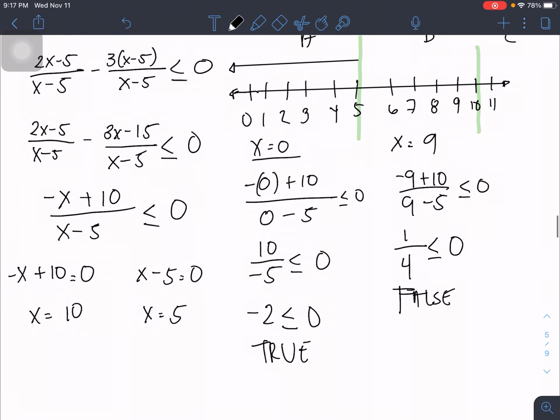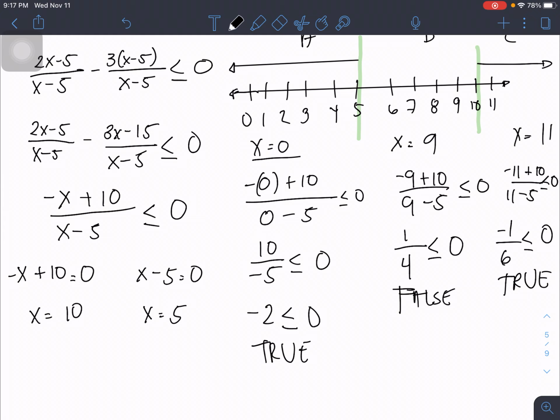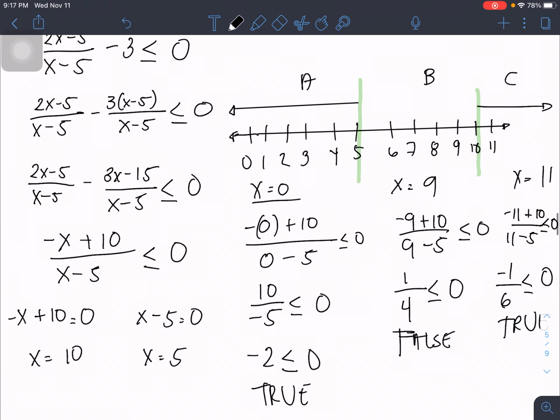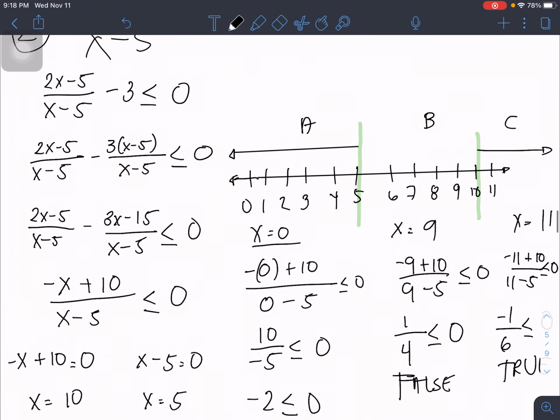Lastly, letter C, I'll be using 11. So this will be (11 + 10)/(11 - 5) less than or equal to 0. So -11 + 10 is -1, and 11 - 5 is 6. So less than or equal to 0, and this is true. So our values will lie on A and C, and we don't have any values at B. However, we don't know if 5 and 10 are included, so we just need to prove it.